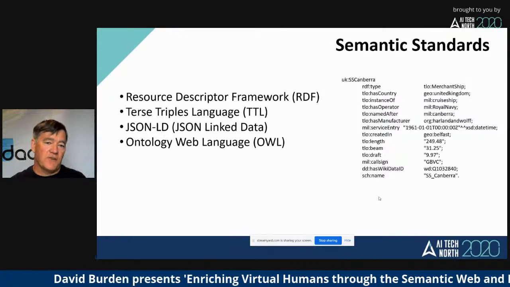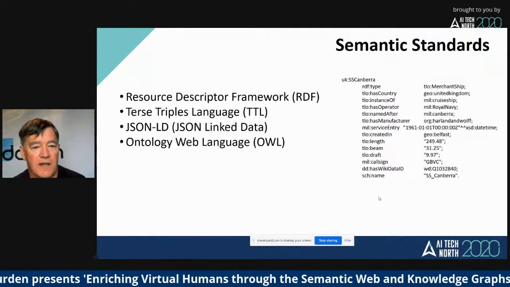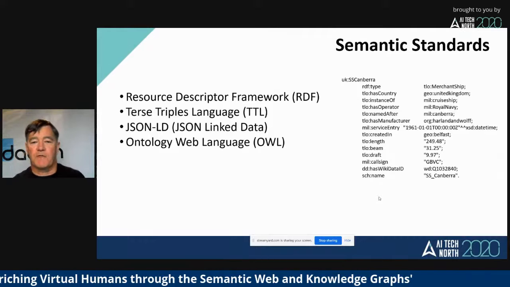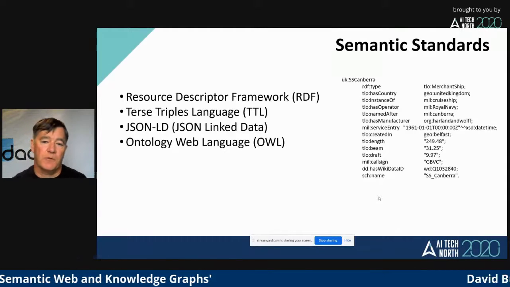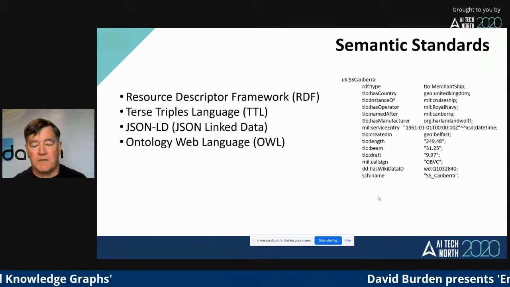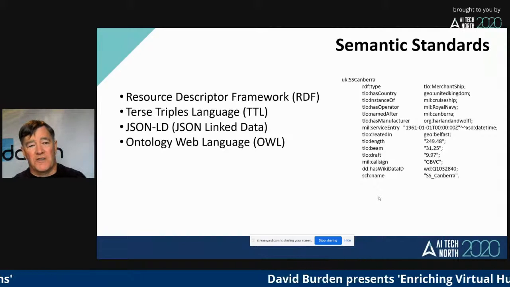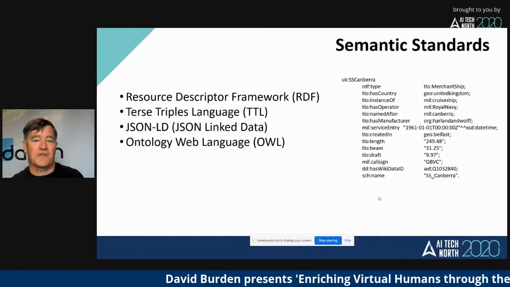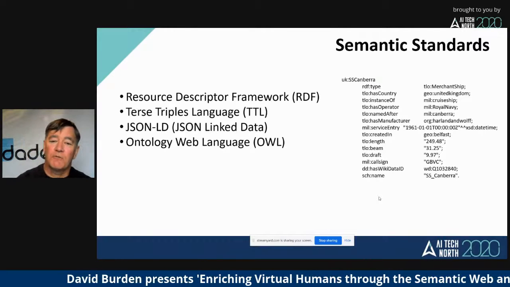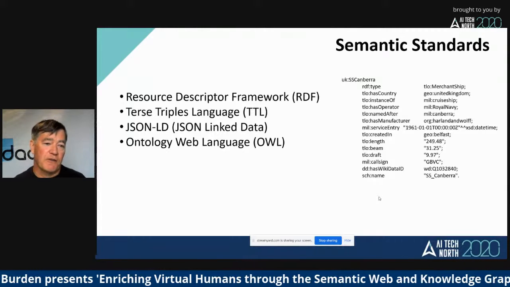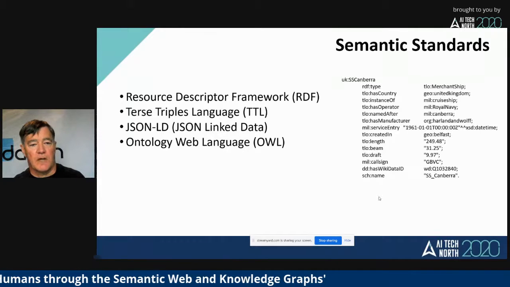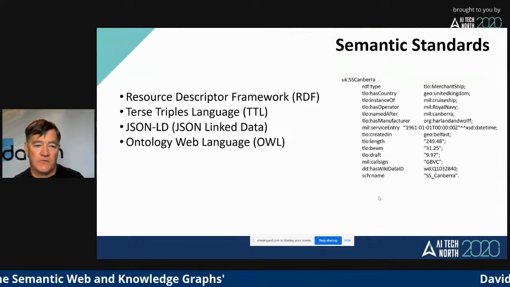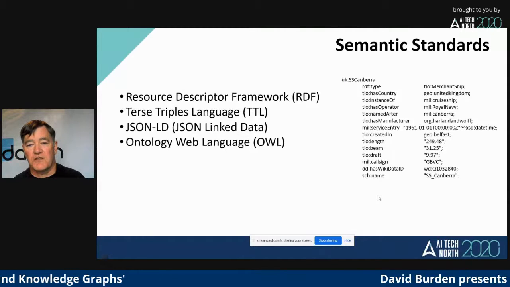Needless to say, there's a whole bunch of standards out there to get your head around. Resource Descriptor Framework was the original one that defined the language for marking up the semantic triples. Quite honestly, it takes a while to get your head around it. It's not particularly human readable. It's obviously very rigorous. So what we tend to use on a day-to-day basis is something called TTL or Terse Triples Language, often abbreviated Turtle.